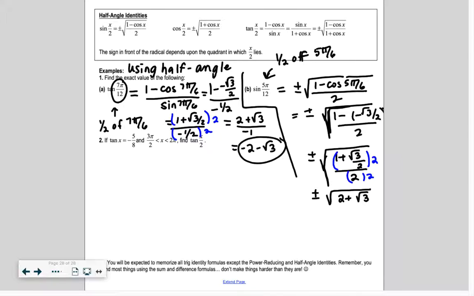So on the bottom, I now have the square root of 4. So how can I write that? Square root of 4 is 2, right? So it's just going to be over 2. Does that make sense? So take the square root of that bottom.